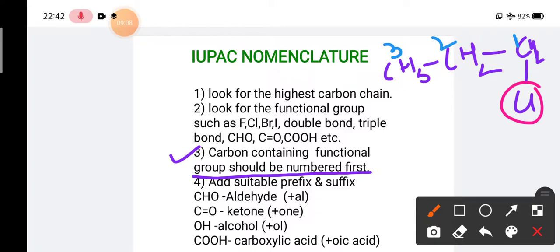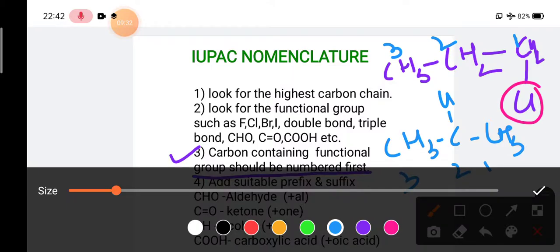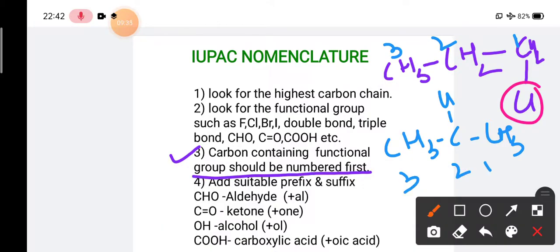So remember, the carbon containing the functional group should be numbered first, so that will be number 1. If the carbon containing the functional group is in the middle, it doesn't matter. Whatever you do, it is 1, 2 and 3, and chlorine is present on carbon number 2 from the right-hand side and also from the left, so it doesn't matter in the middle. But look for the carbon that contains the functional group to have the least number.